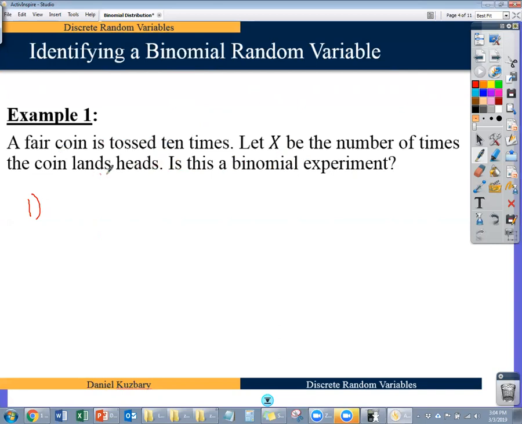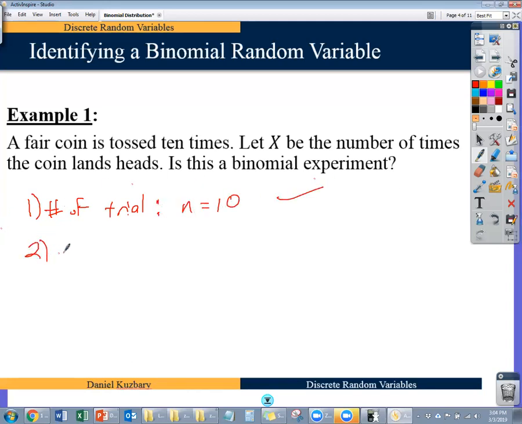For example, I'll show you how we can identify what n and p are and use them to do problems. We're going to toss a fair coin 10 times. We're going to let X count the number of times that the coin lands on heads. Is this a binomial experiment? The first thing we should check is, is there a fixed number of trials? The answer is yes. The number of trials is 10, so that's good.